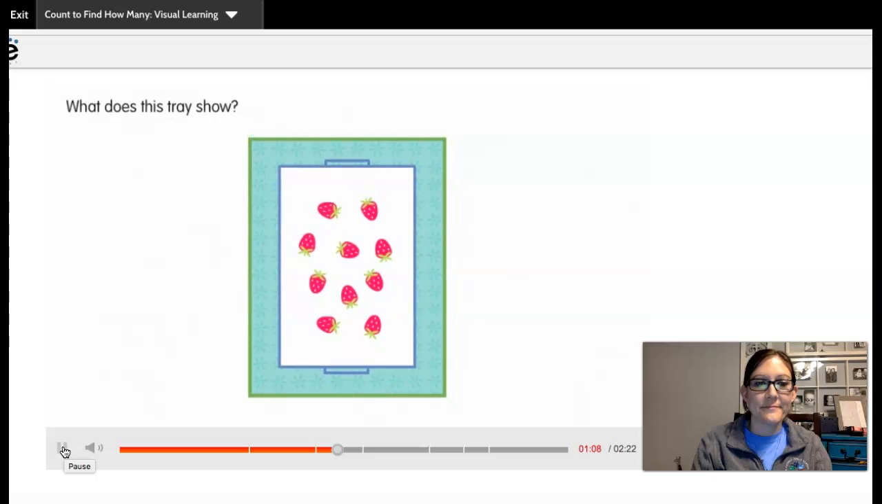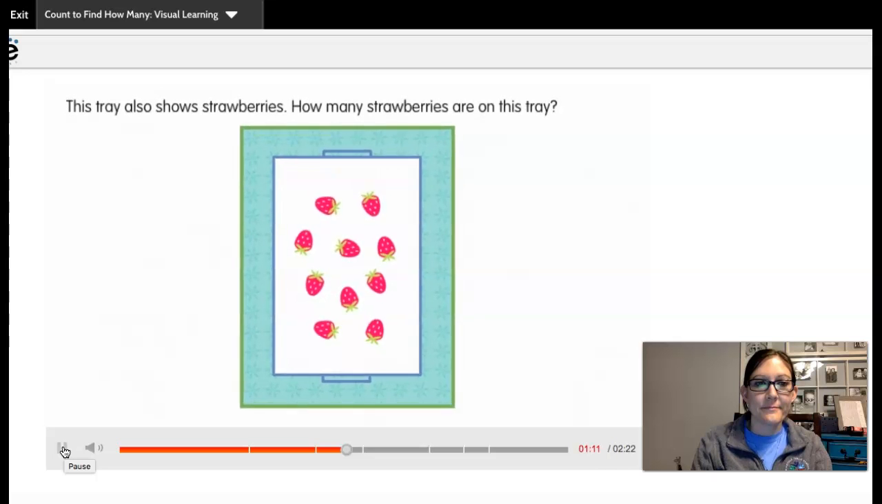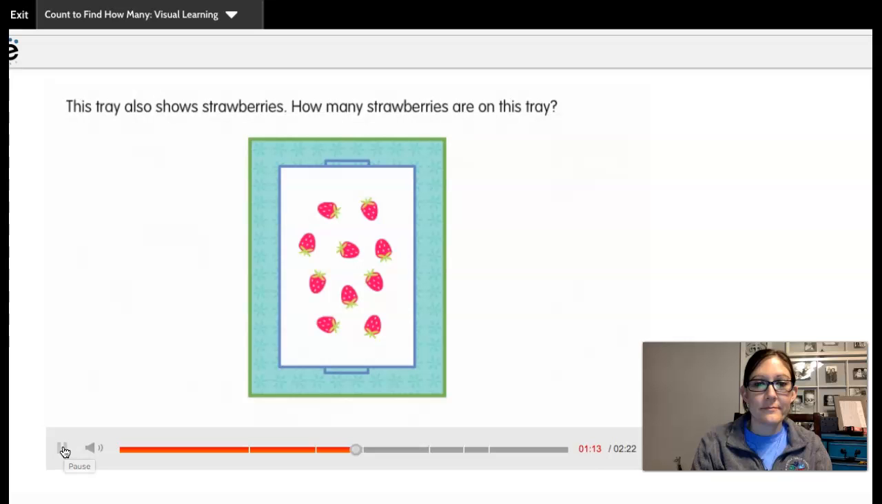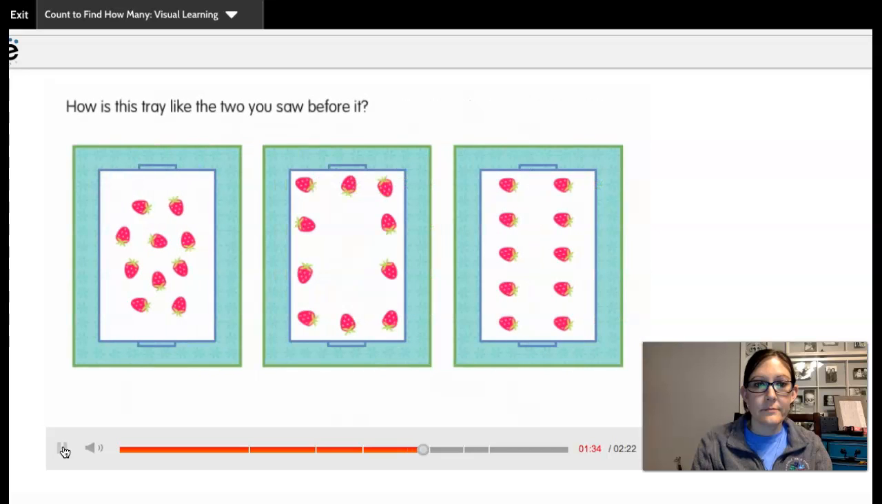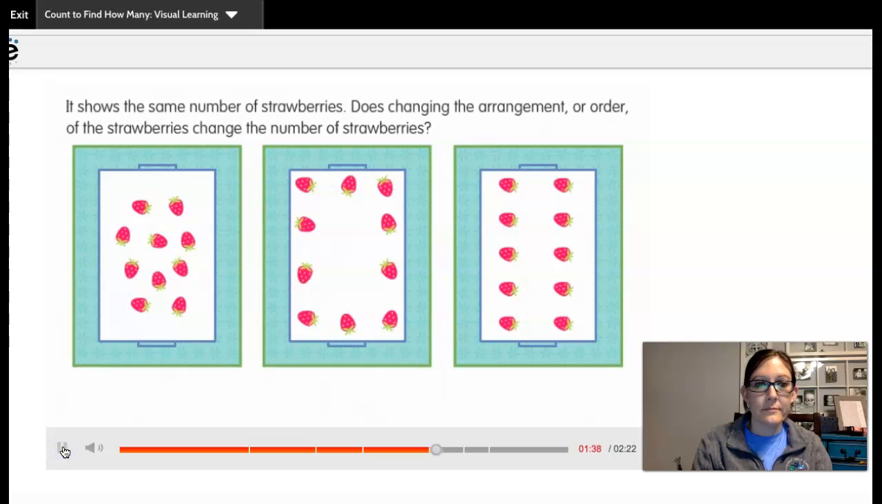What does this tray show? This tray also shows strawberries. How many strawberries are on this tray? Let's count to find out. 1, 2, 3, 4, 5, 6, 7, 8, 9, 10. There are 10 strawberries on this tray. How is this tray like the two you saw before it? It shows the same number of strawberries.